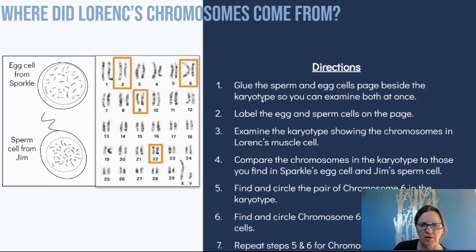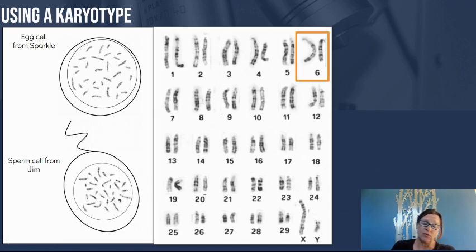So the very first thing you're going to need to do is glue the sperm and egg cells page that you already have next to Lorentz karyotype. So remember, a karyotype is basically just a piece of data that shows all of an individual's chromosomes. So you want to label your egg cell and you want to label the sperm cell. So what we're actually going to be doing is looking for different chromosomes in the egg cell and the sperm cell. So the very first chromosome pair that you're going to focus on is pair number 6.